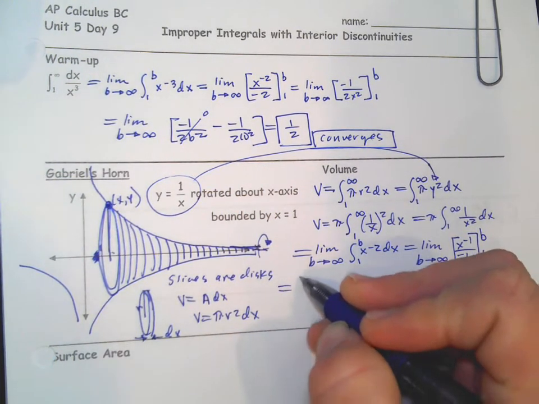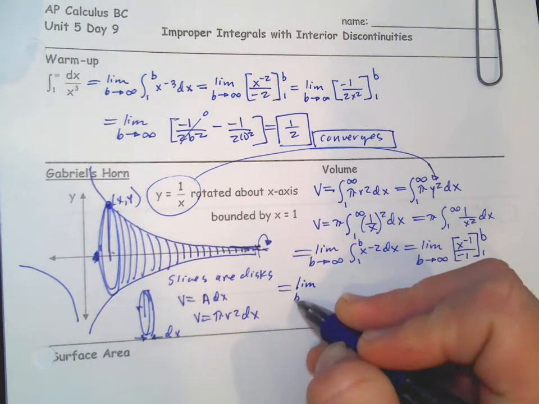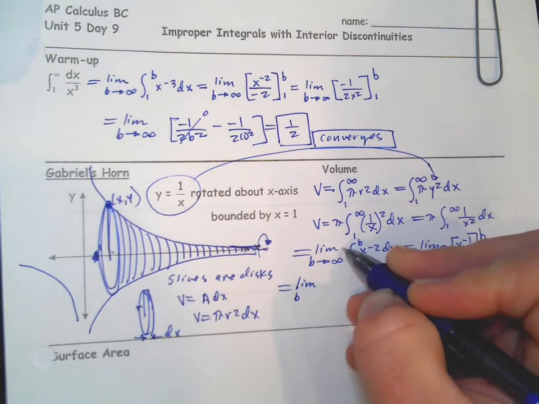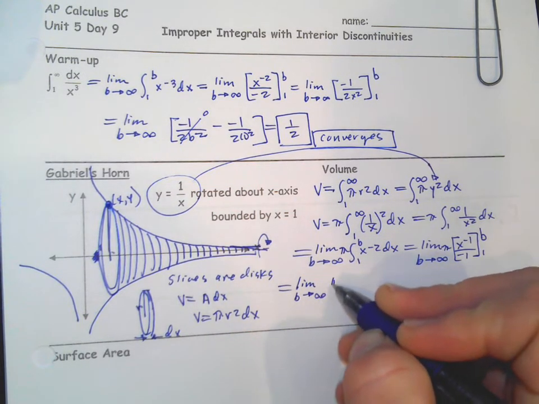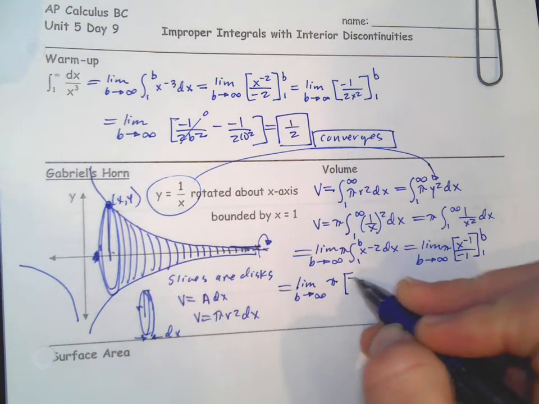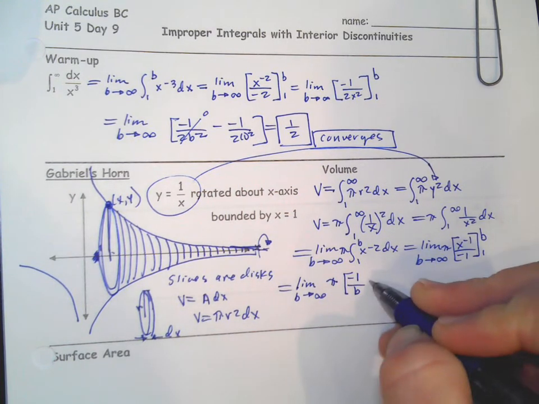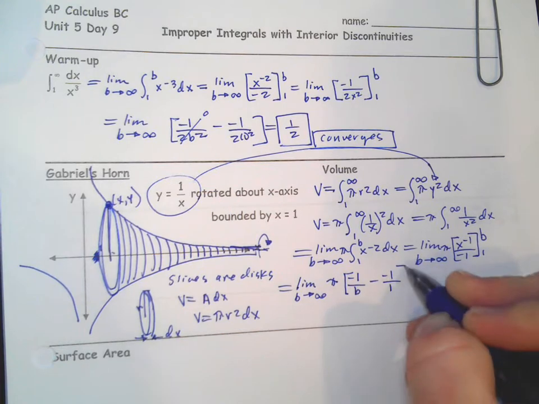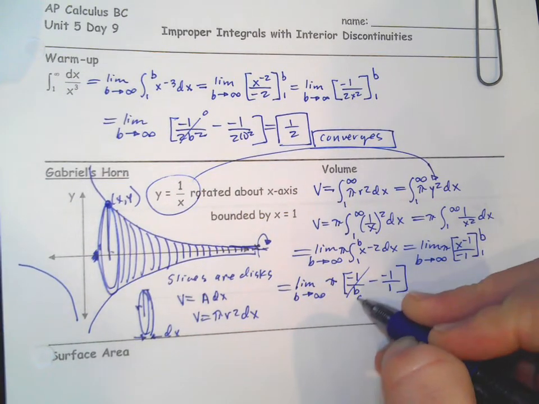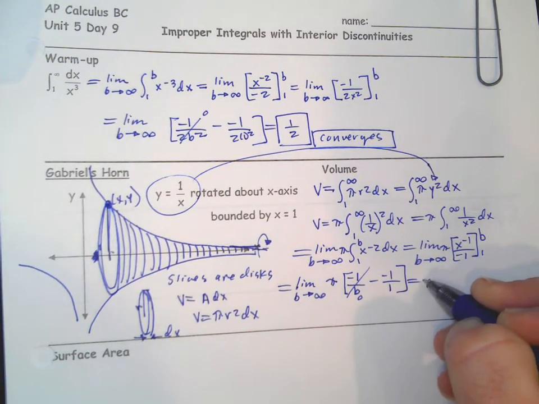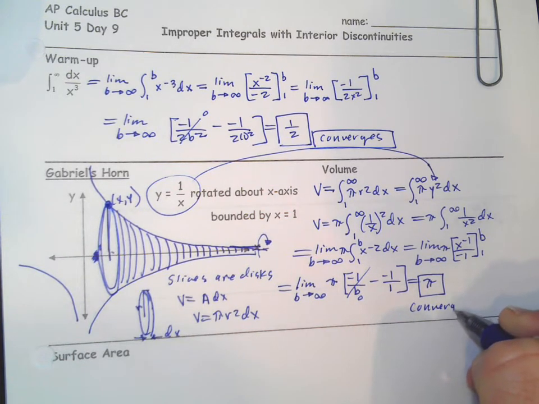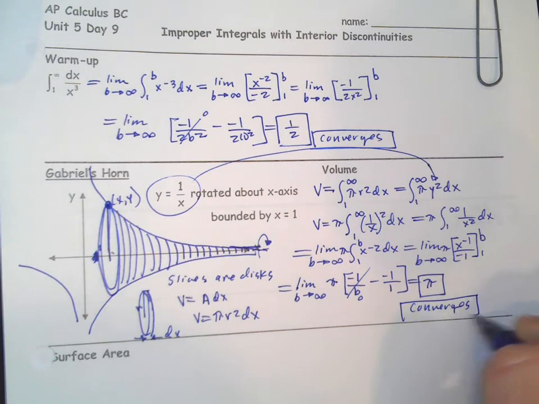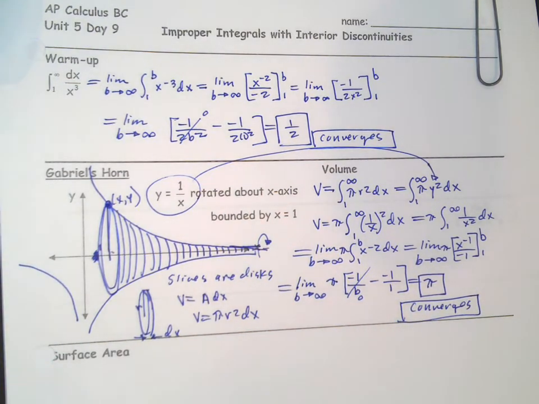And I forgot the pi. Forgot the pi. Okay. So it's going to be pi times negative 1 over b minus negative 1 over 1. And as b goes to infinity, that goes to 0. And the answer is pi. It converges to pi. The volume inside Gabriel's Horn converges to pi.